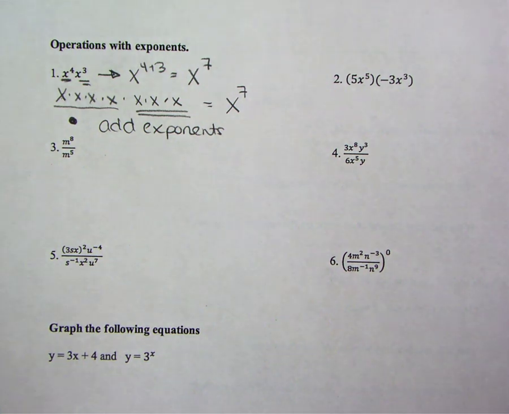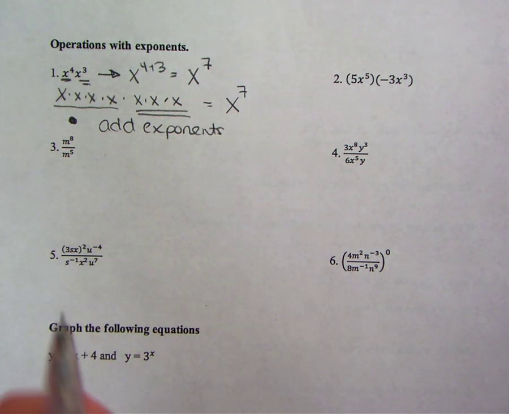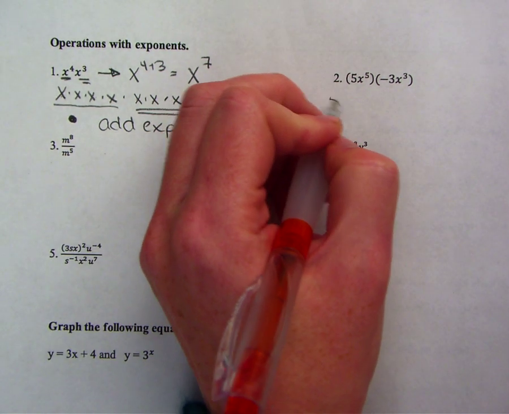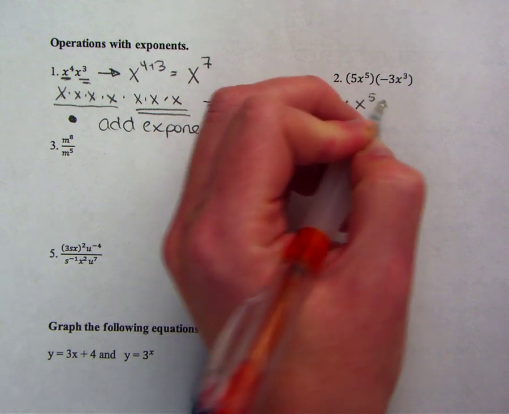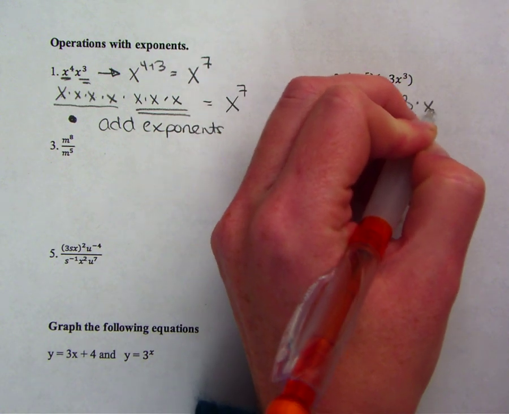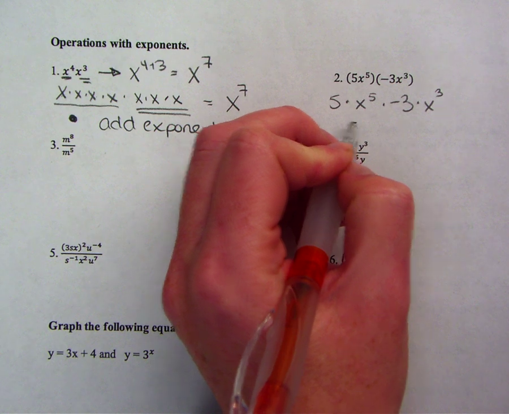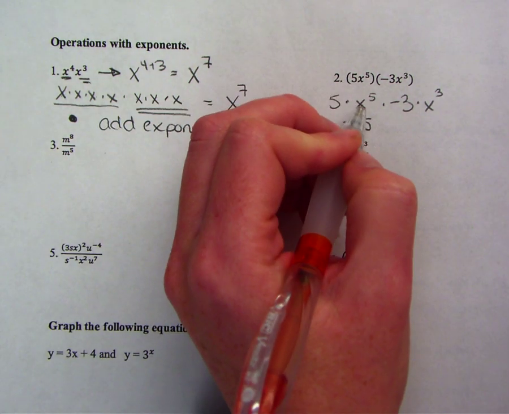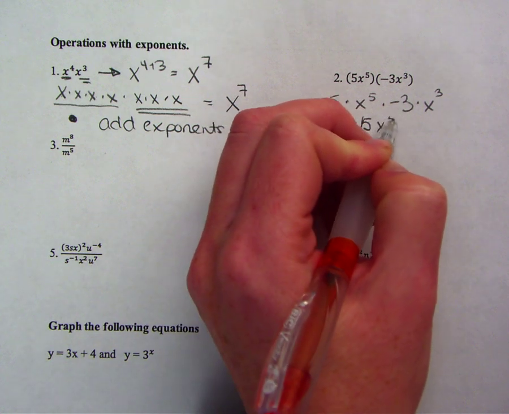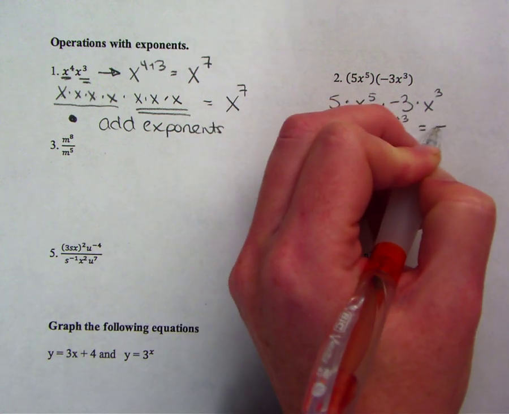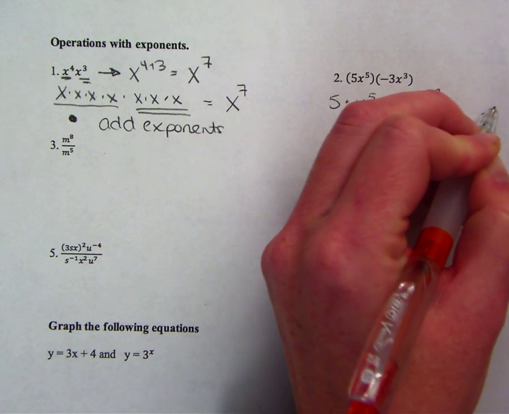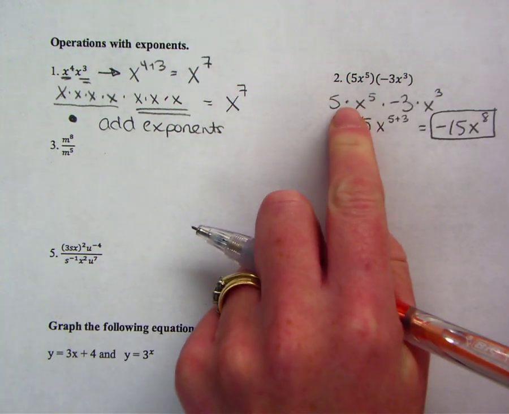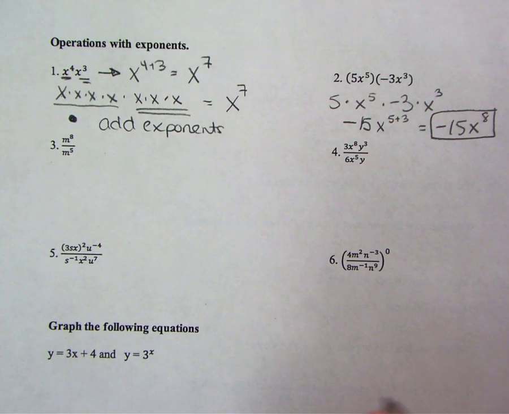Okay. So then we're going to look at number 2, and again we're multiplying. We can write this out. It's 5 times x to the 5th times negative 3 times x to the 3rd. So we're multiplying 5 times negative 3, which is negative 15. And then again, if we keep the x and we add our exponents, we get negative 15x to the 8th. Since it's multiplication, we're going to add our exponents.